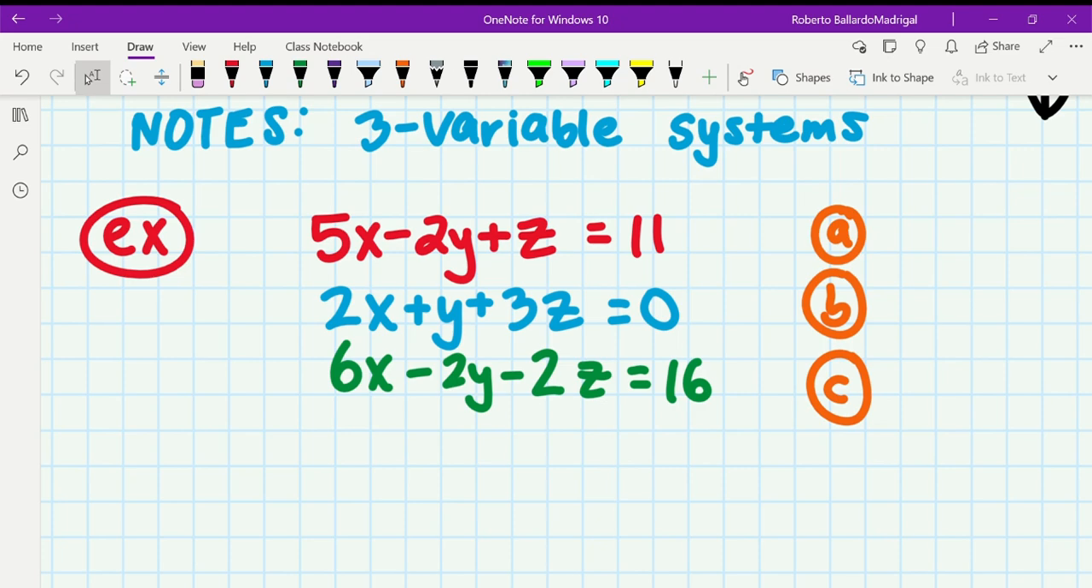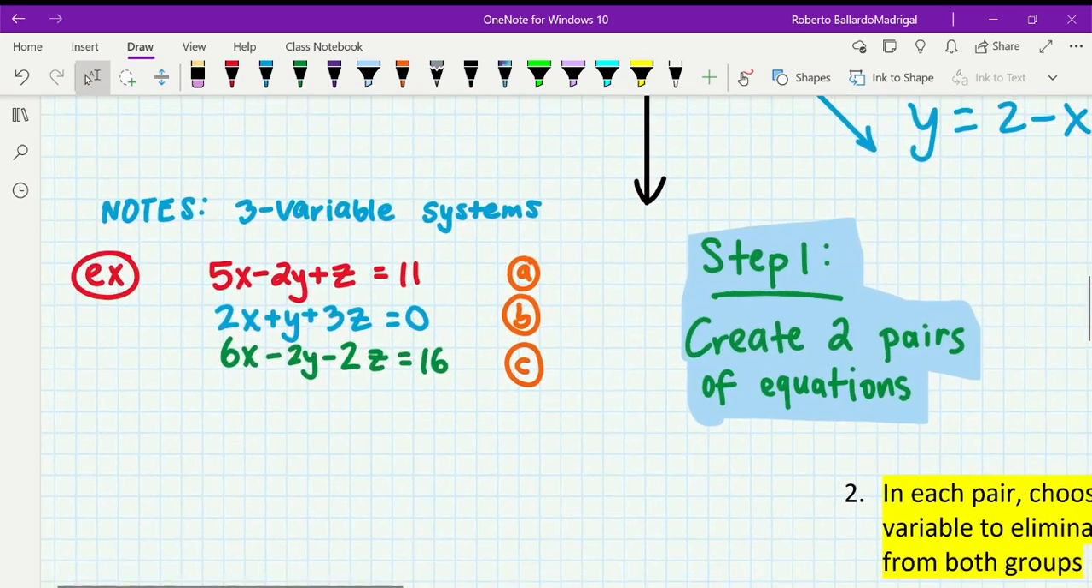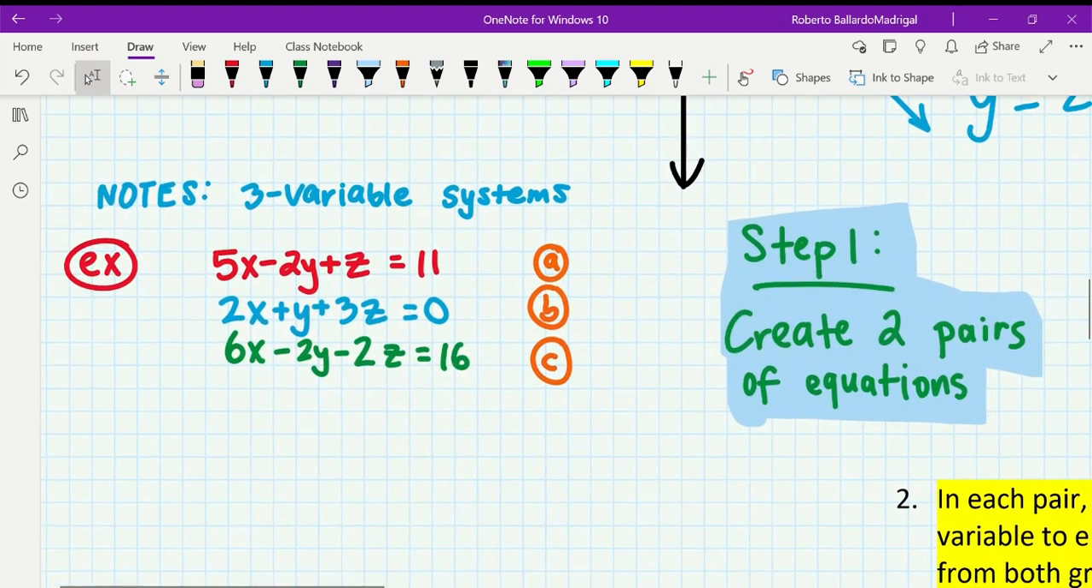Please write your first step. Here is your first step. Step 1. Create 2 pairs of equations. Once again, step 1 is to create 2 pairs of equations. Please keep your notes organized as well. So if you're able to make it look nice, try to make it look nice.